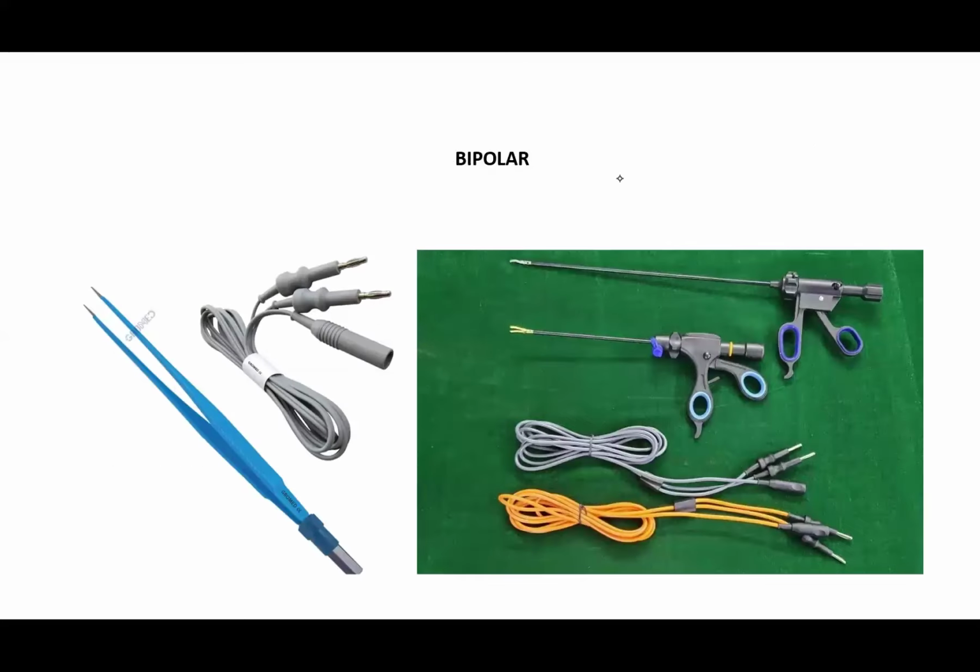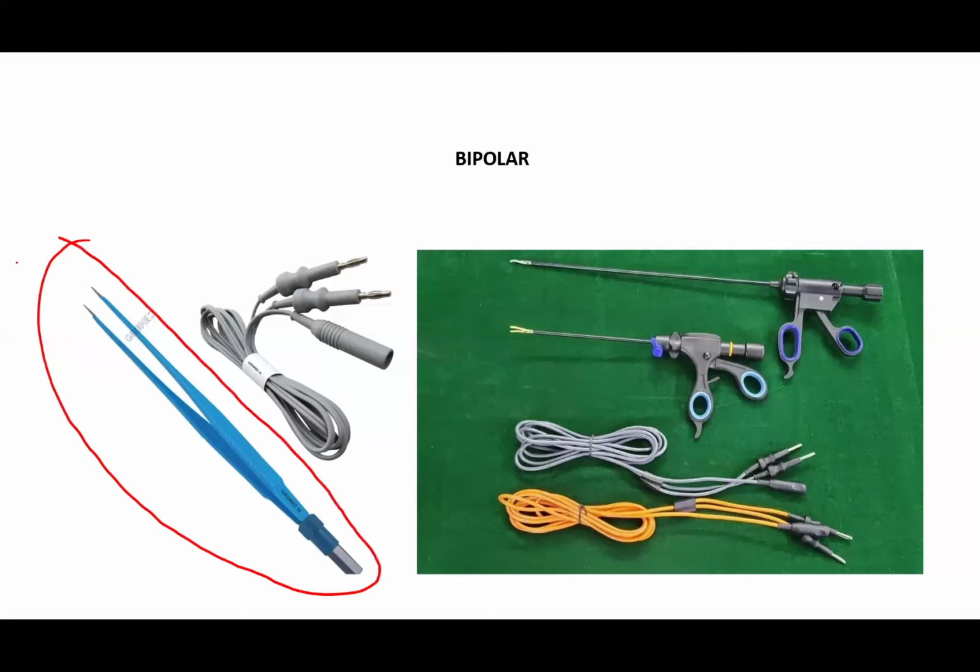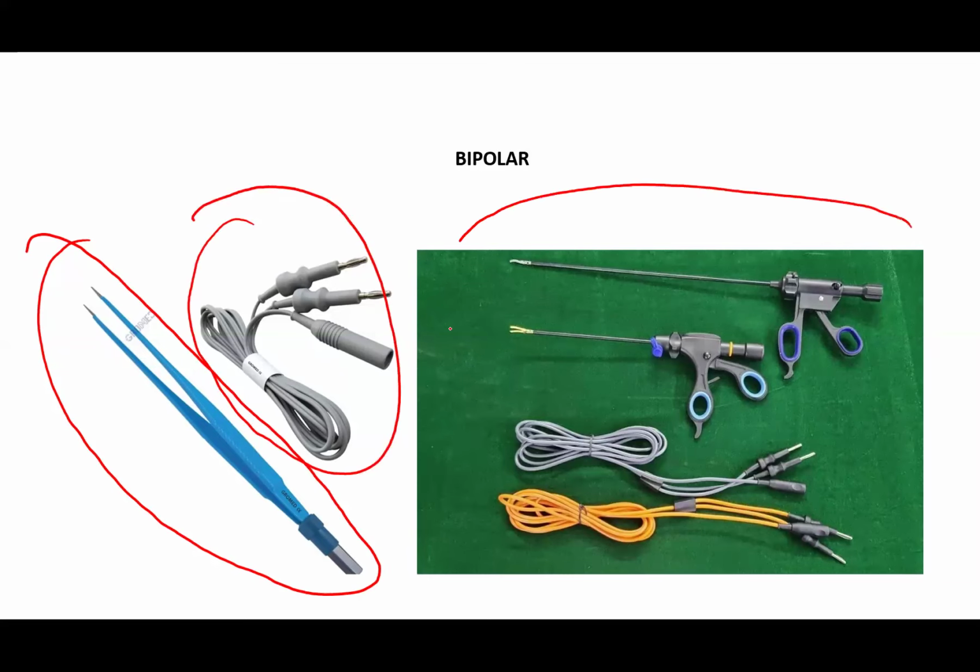Now, look at what the bipolar looks like. You can see this is the bipolar forceps for open surgery. The cords are the same, okay? Now, this is what a bipolar for laparoscopic surgery looks like. You can see the cords, and this cord is fitted here. There is a plug where it is fitted at this point.